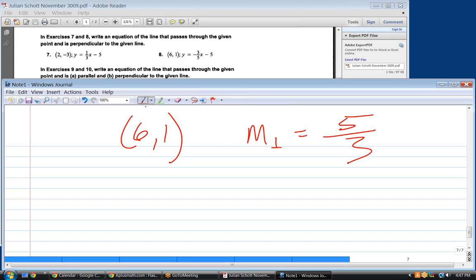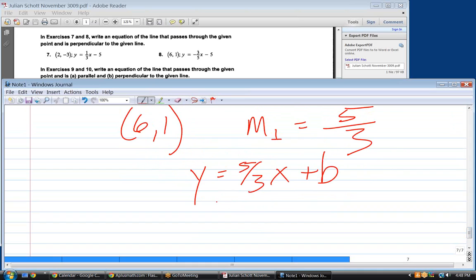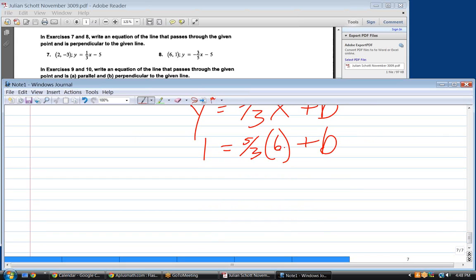Okay, so now I got a point and a slope. Where do I go from here? Write everything you know about this equation. Alright, so y equals 5/3x plus b. Good. Now we have to find b. So 1 equals 5/3 times 6 plus b. Now, don't do this all at once. Separate this. So 1 equals what?